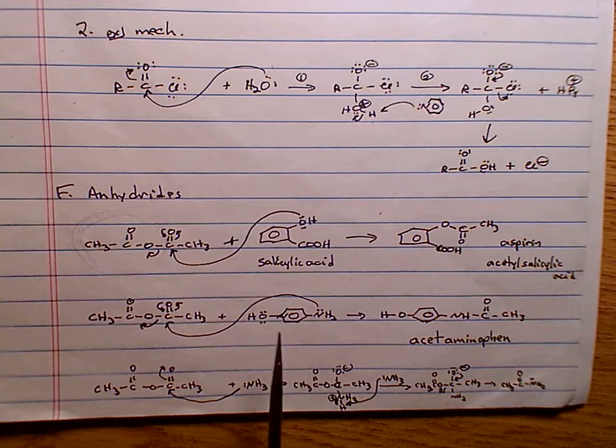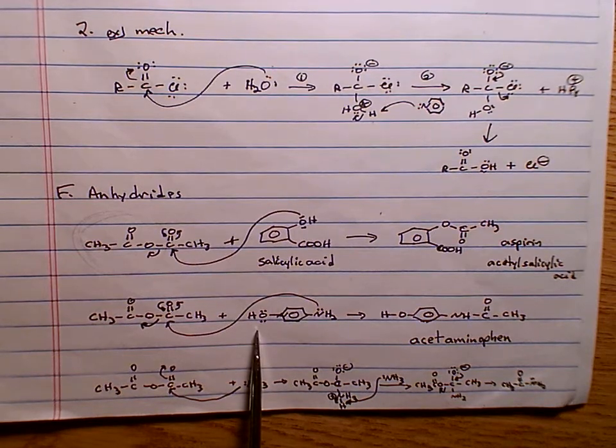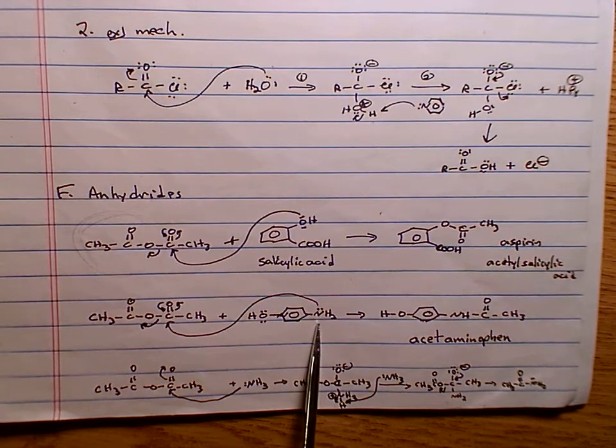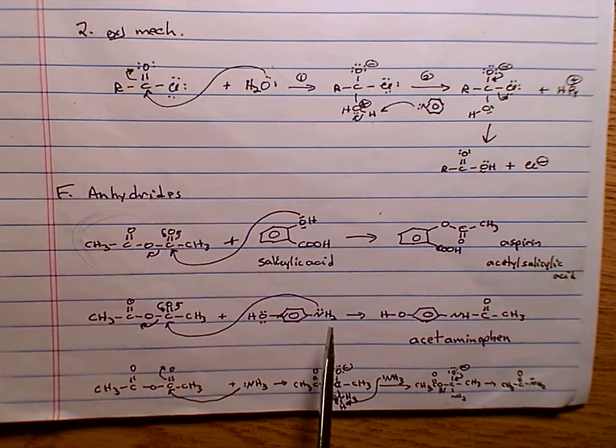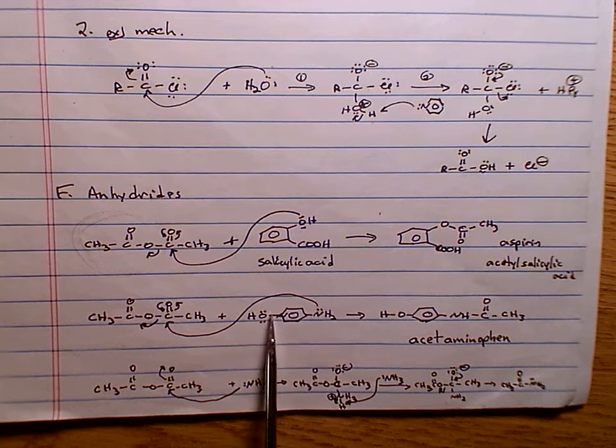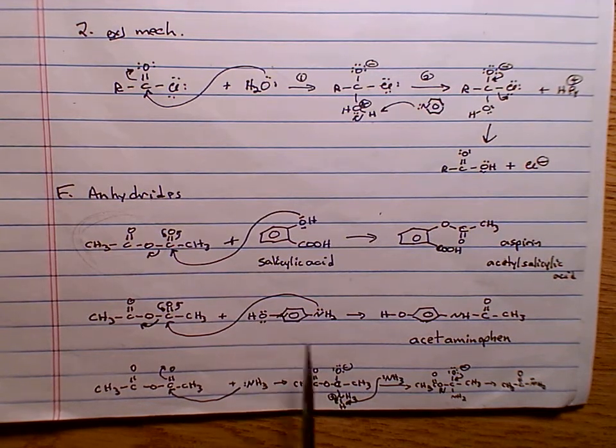Let's take acetic anhydride again and react it with para-aminophenol. Our question is, we've got this oxygen here, which is nucleophilic, and this nitrogen here, which is nucleophilic. Which of these two is going to attack the carbonyl carbon? Well, electrons on nitrogen are more basic than electrons on oxygen. Amines are more basic than alcohols. Therefore, this lone pair on the nitrogen is more nucleophilic.